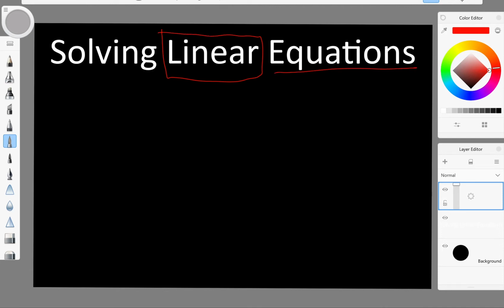I don't like that. Just because I don't like that, I'm going to do this. I know, I'm perfect. Okay. So let's solve some linear equations. Alright. Just got it. Nope. Okay, there.